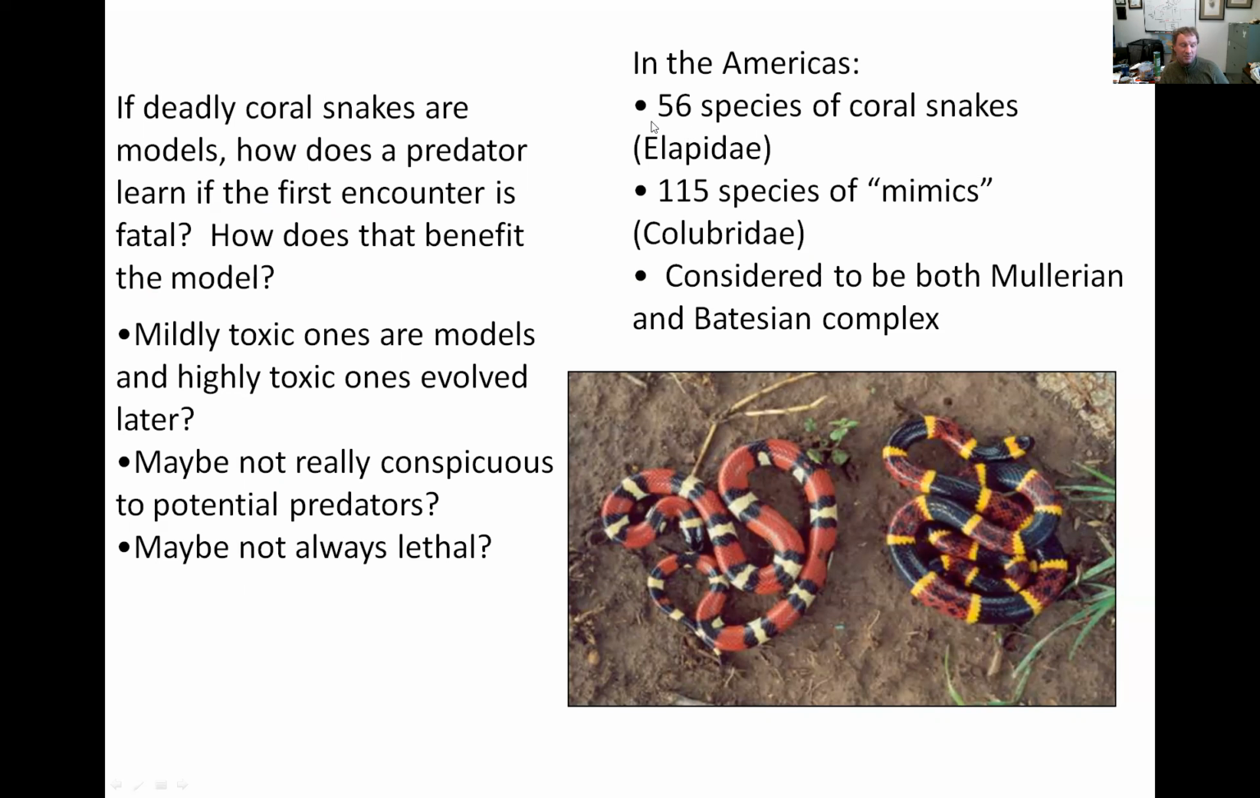Oh yeah, and here's some numbers. In North, Central, and South America, there are 56 species of coral snakes. We don't have these guys here in California. The closest you get to seeing them is that there's a couple of species of coral snake over in Arizona. It's basically you drive across the border and suddenly you're in coral snake territory. And then there's 115 or so species of colubrids that are mimicking coral snakes but are not dangerous themselves.